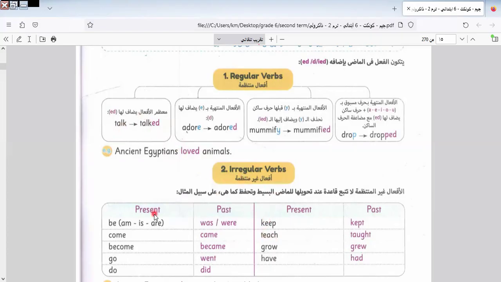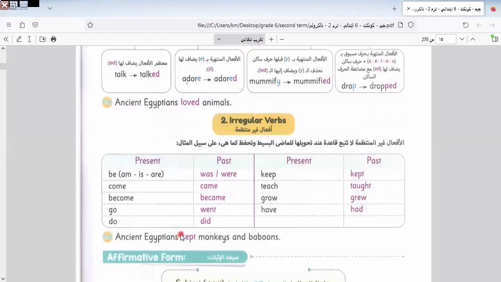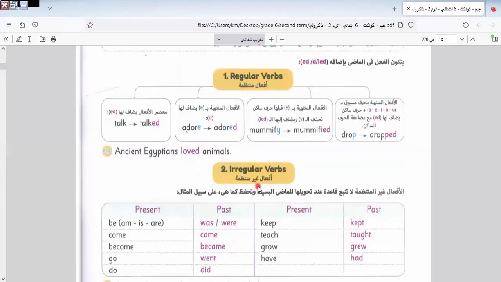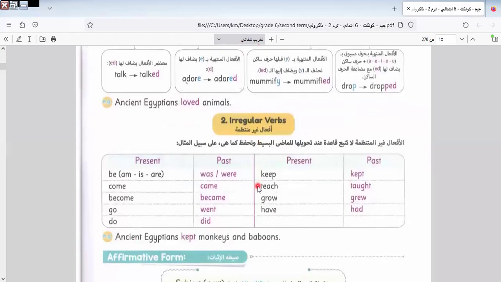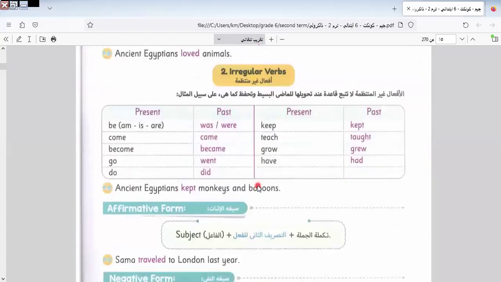Here we have talk, talked; keep, kept. Here is adore, adored; become, became. So here we have the difference between regular and irregular. In an irregular verb, the verb changes completely. And I told you before that we must memorize the regular verbs from your books, extra books or textbooks. You must memorize them. You may say, Miss Iman, I can memorize some of them and not others. No, you must memorize them.